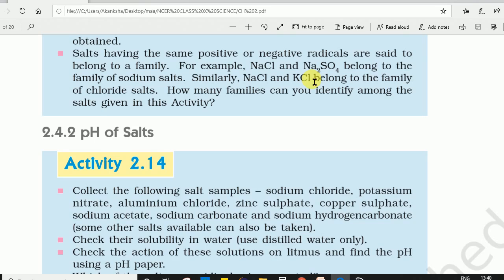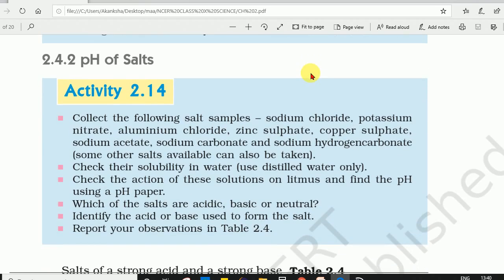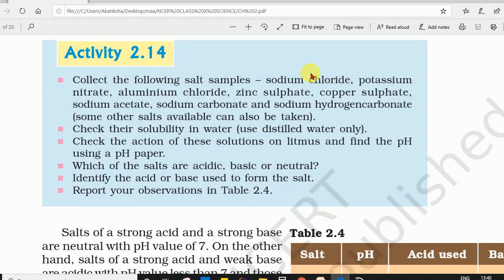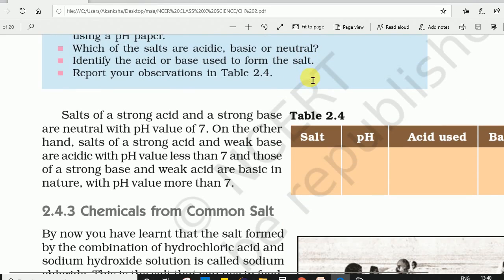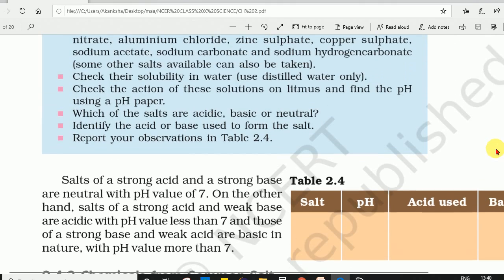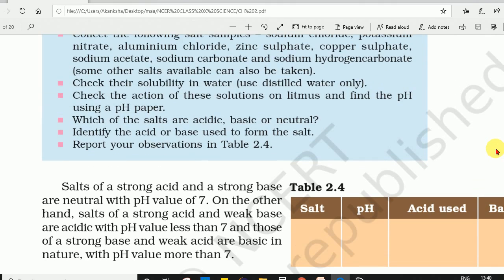So in these two activities, activity 2.13 and 2.14, I would like you to learn to make a table like the one given in your NCERT. In it you will write: salt, name of the salt, chemical formula, its pH value, acid used and base used. You will complete this activity like this, and make one more column, that is, the family of salts. If you are taking two salts as an example, then you can write it. If these are different, then no need to write. Or you can identify the family of salts in a different table.